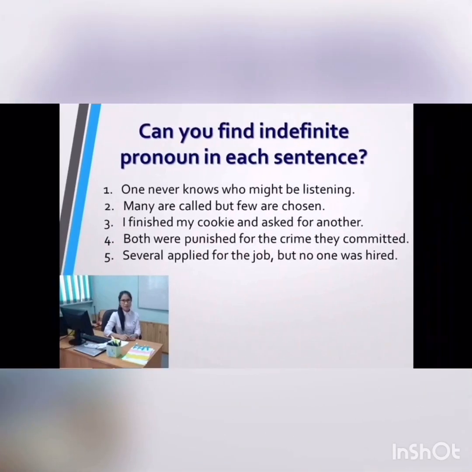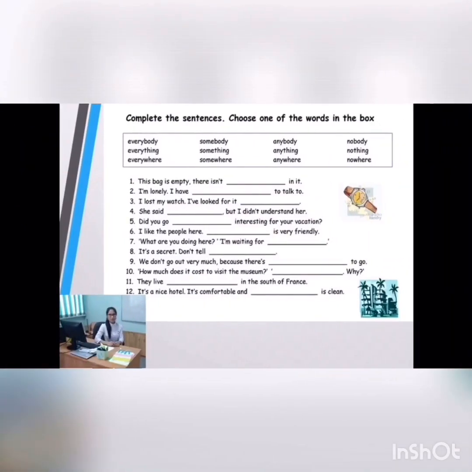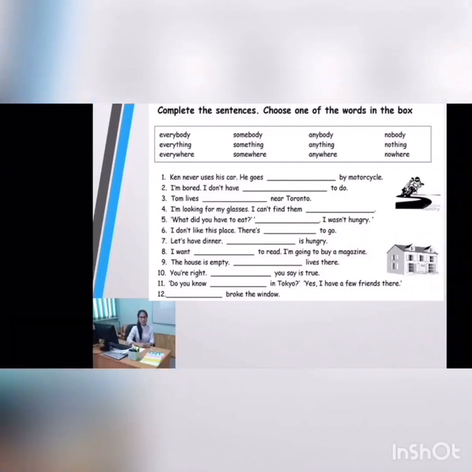Next task. Can you find indefinite pronouns in each sentence? One never knows who might be listening. Complete the sentences. Choose one of the words in the box. Everybody, everything, everywhere, etc.